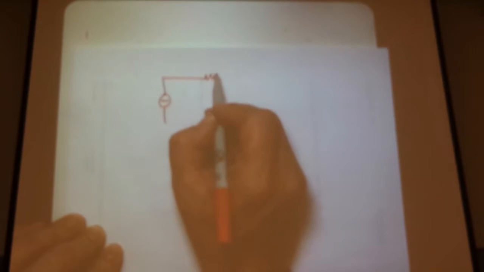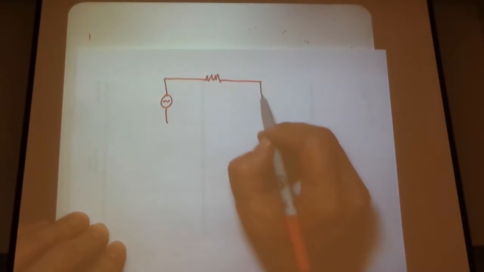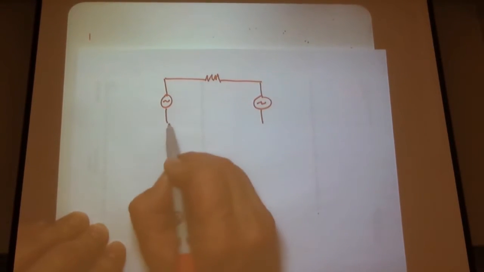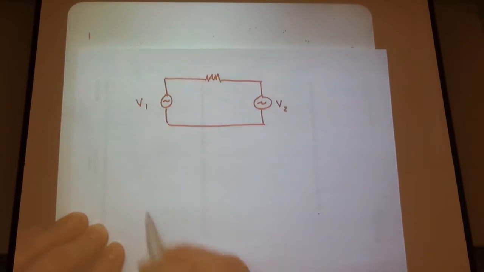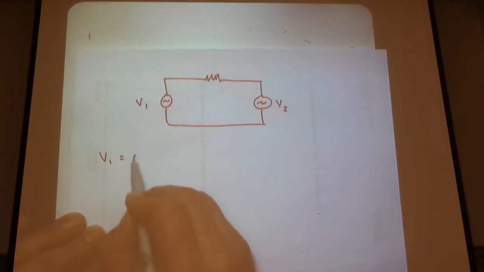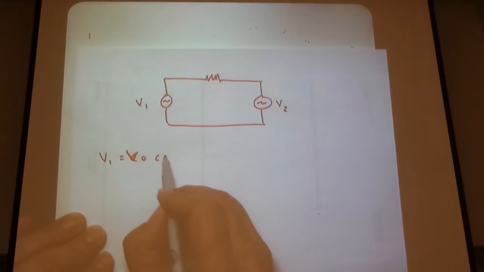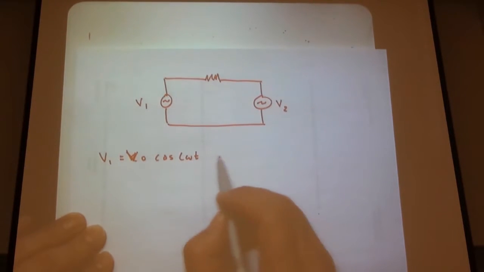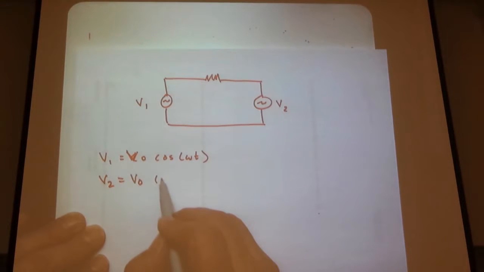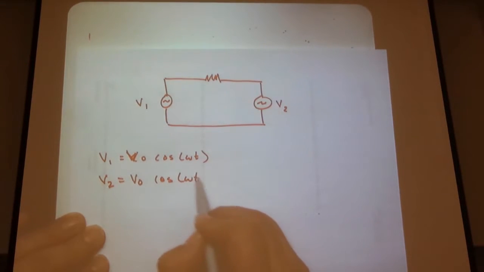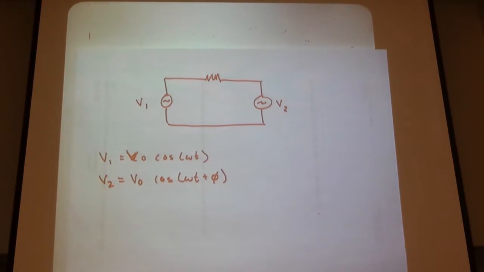A simple circuit. So we have V1 and V2. And say V1 equals some V naught cosine omega t, and V2 equals V naught cosine omega t plus phi. Well, we can look at the extreme case.